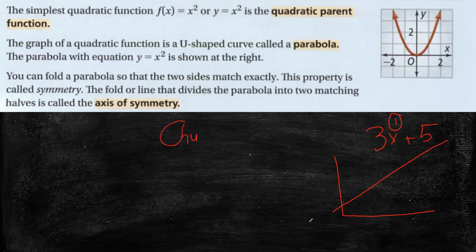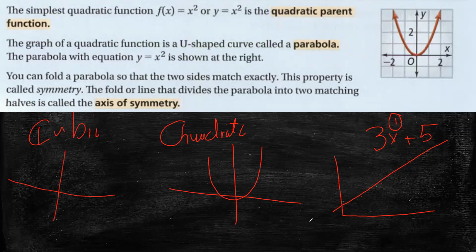What about the quadratic? For the quadratic, it's not a line. It's a U-shape, or we call it a parabola. So the graph of the quadratic function is the U-shape, the parabola. Later on, inshallah, maybe in grade 9, when we talk about the cubic, its graph looks like this.